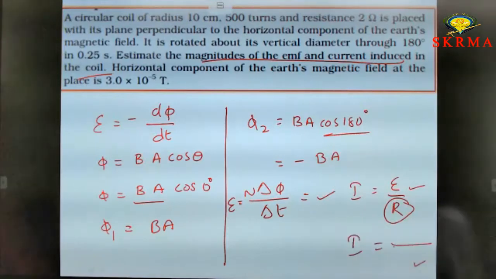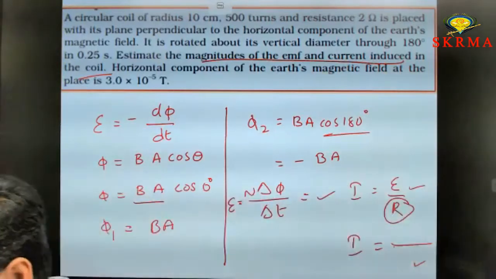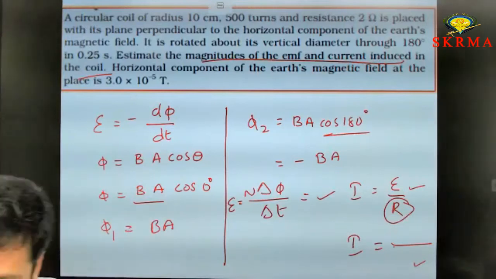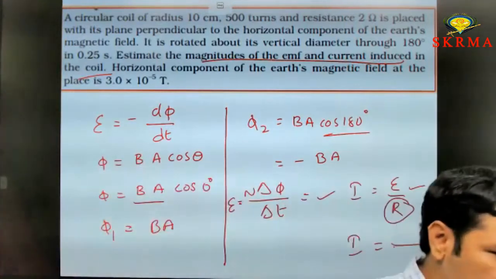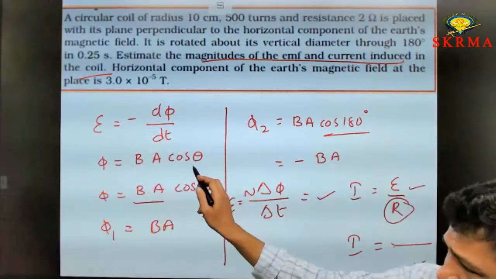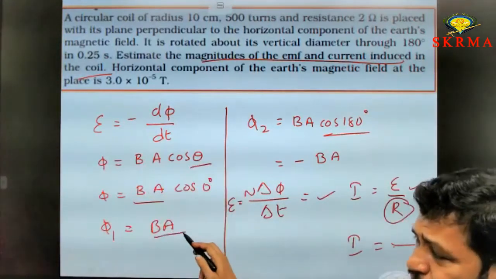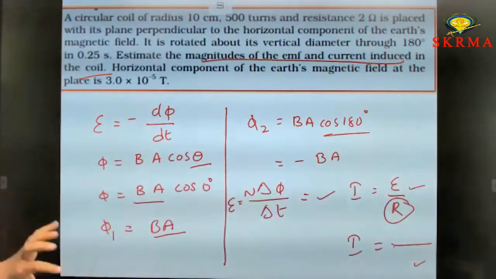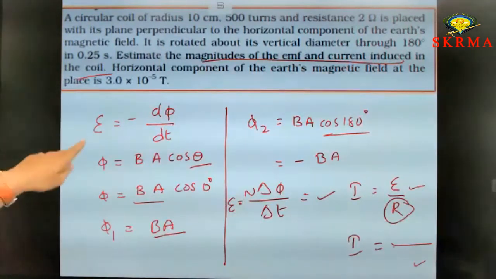Okay, this is the basic approach to calculate this problem. Have any doubts? First, just identify what the angles are. That is important. Basically, the coil is rotated from theta 1 to theta 2. In such a case, we have to calculate phi at theta 1, that is B into A. What is B here? B is 3.0 into 10 power minus 5 Tesla.